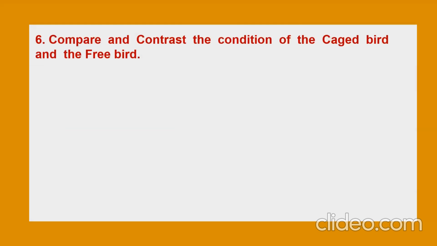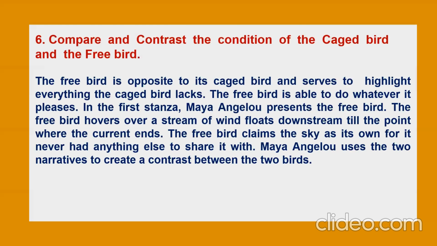Last question. Compare and contrast the condition of the caged bird and the free bird. The free bird is opposite to the caged bird and serves to highlight everything the caged bird lacks. The free bird is able to do whatever it pleases. In the first stanza, Maya Angelou presents the free bird. The free bird hovers over a stream of wind, floats downstream till the point where the current ends. The free bird claims the sky as its own because it never had anything else to share it with.